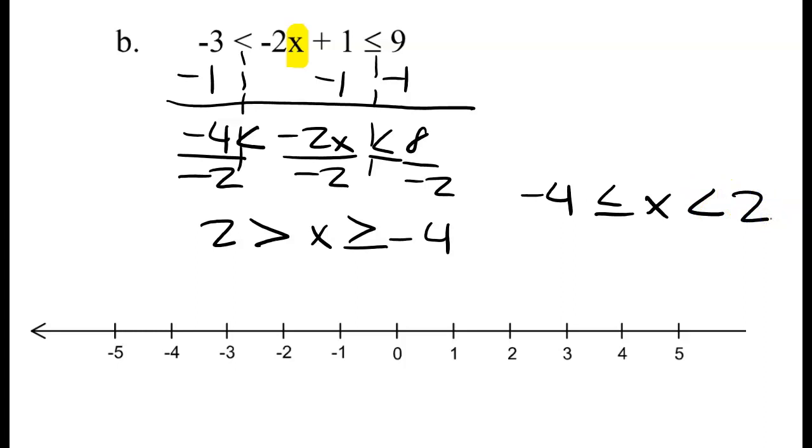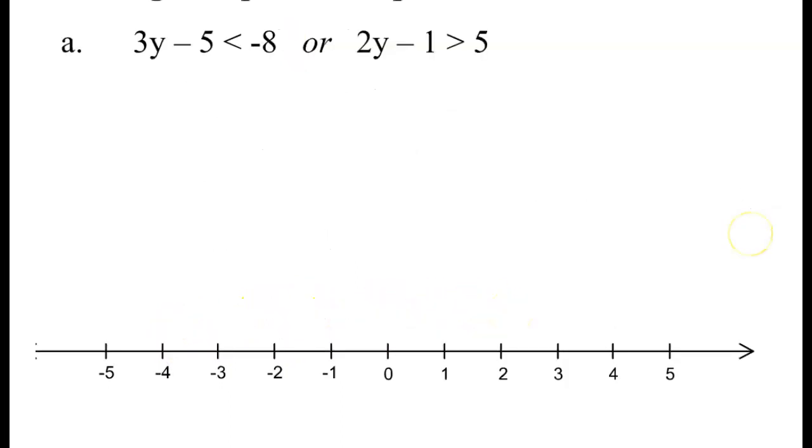Same way I graphed before, let's put an open circle on the 2 and a closed circle on -4, and it's an and statement, so shade in between. Okay, let's do one more example where we have an or statement. When you have an or statement, you have two completely separated inequalities, and your job is to solve both of them, again using inverse algebraic operations. If you have a minus sign, for example, in this first inequality, I'm going to add 5 to both sides to get y by itself.